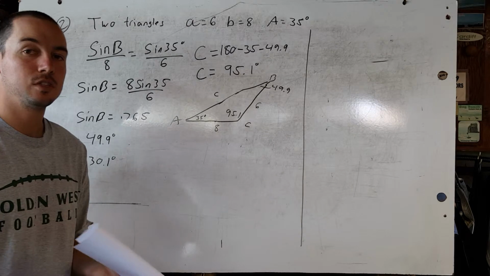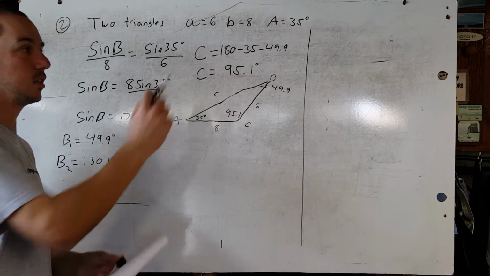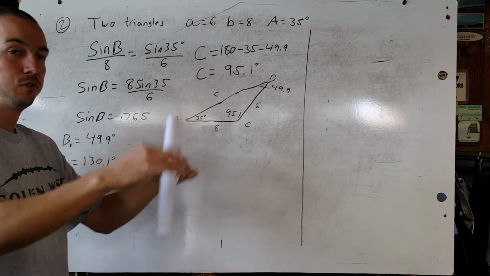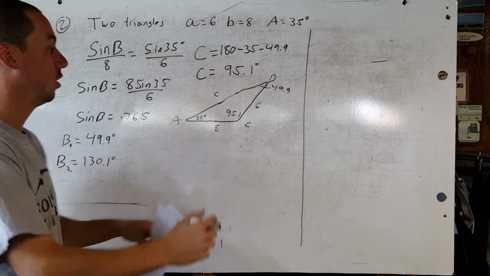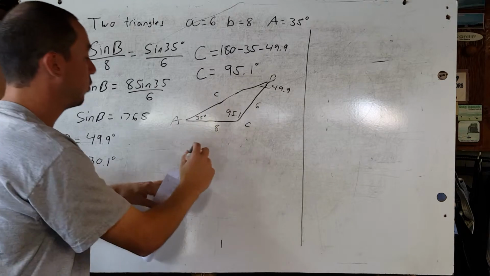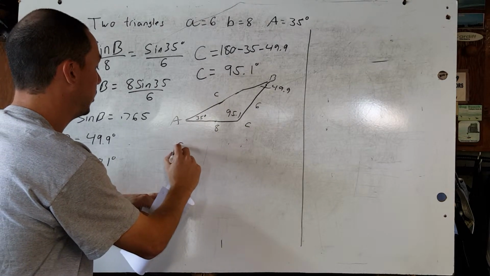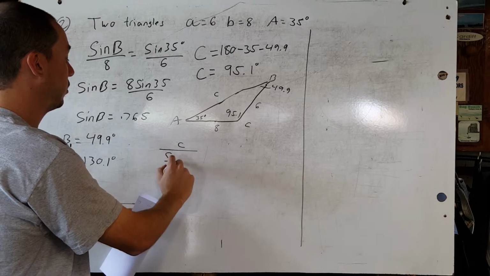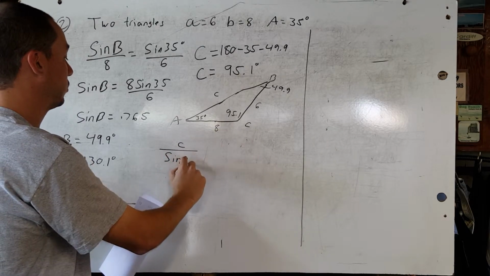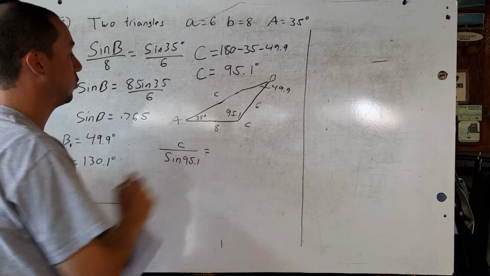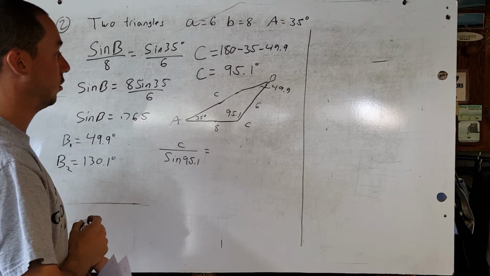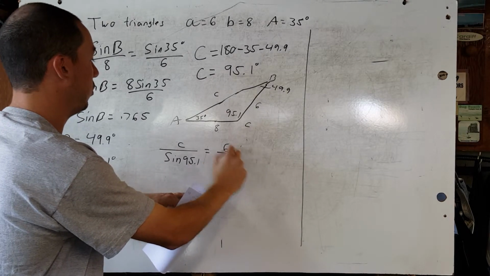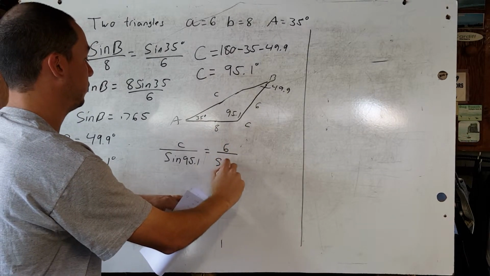Okay. I'm solving for the side. Since, like law of sines, sine A over A equals sine B over B. That's a proportion. You can flip a proportion and it's still equal. I'm solving for a side, so let's put the side in the numerator, and that'll save us some time. Side C over the sine of 95.1 is equal to 6 over the sine of 35.